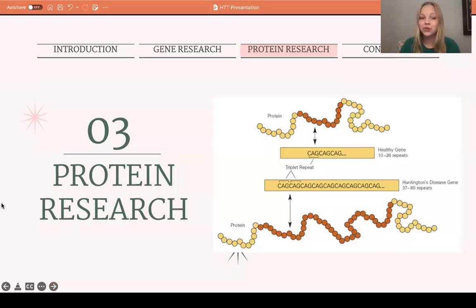So moving along to the protein research, this is another image. Like I said, this has kind of been previously mentioned, but just another view on it. This is a healthy gene, so less than 35 repeats of the CAG sequence, and that's what that looks like. And then you can see the Huntington's disease gene, which is greater than 35 repeats of the CAG, or the glutamine. And you can see that expansion of the polyQ.